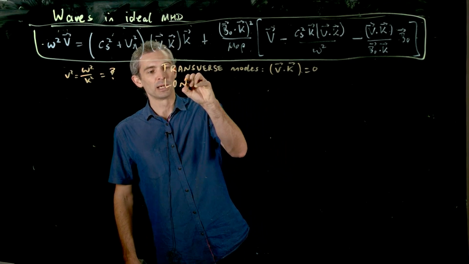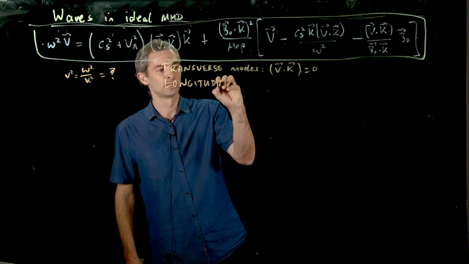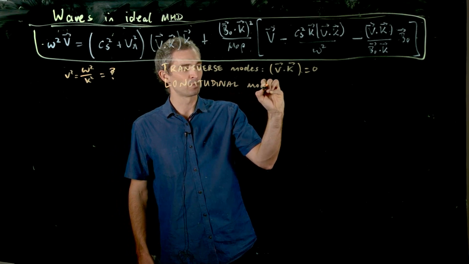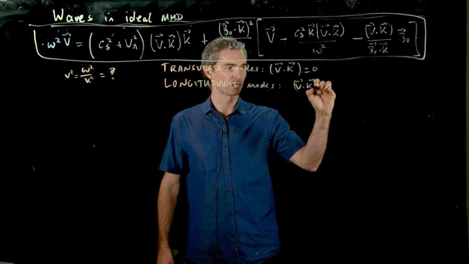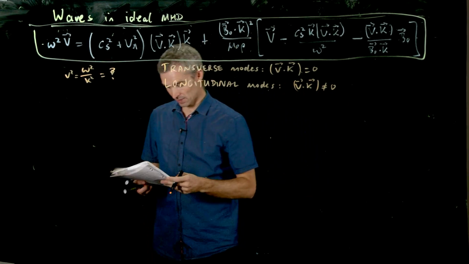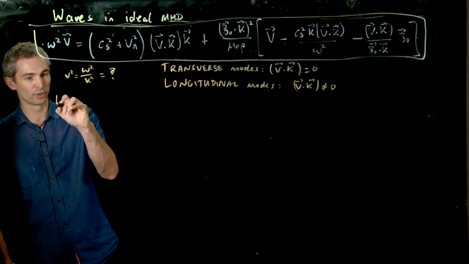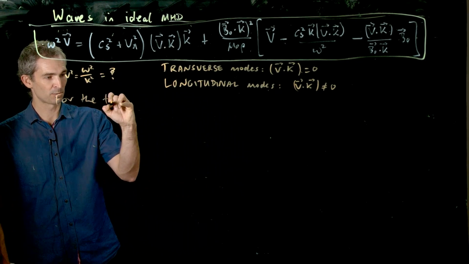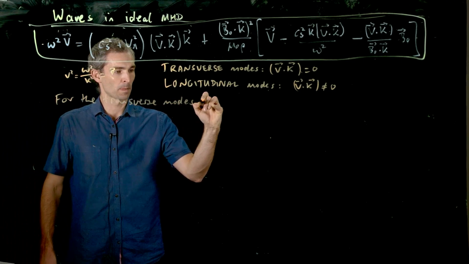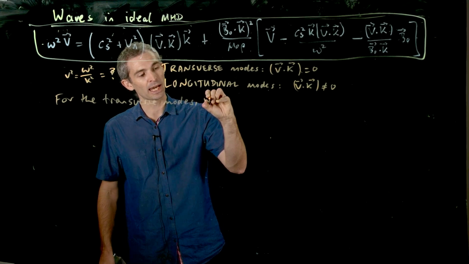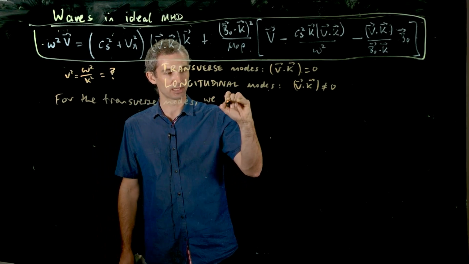And the longitudinal modes, which are like a compressive wave where v dot k is not equal to 0. So the transverse is actually the easiest case. So for the transverse modes, this is the new kind of wave that we have in MHD that we didn't have in hydrodynamics.